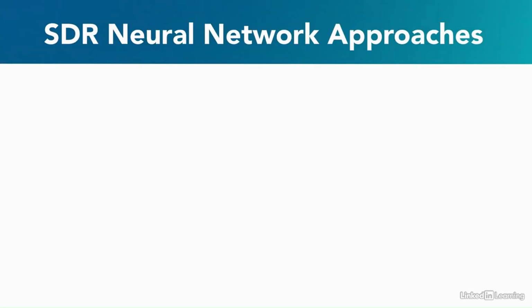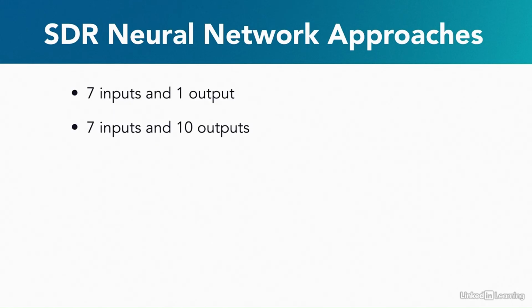How did you do? I came up with 3 plausible solutions for this single-digit SDR neural network. The first has 7 inputs and 1 output. The second has 7 inputs and 10 outputs. And the third has 7 inputs and 7 outputs. Let me tell you what I was thinking when I designed each of them.